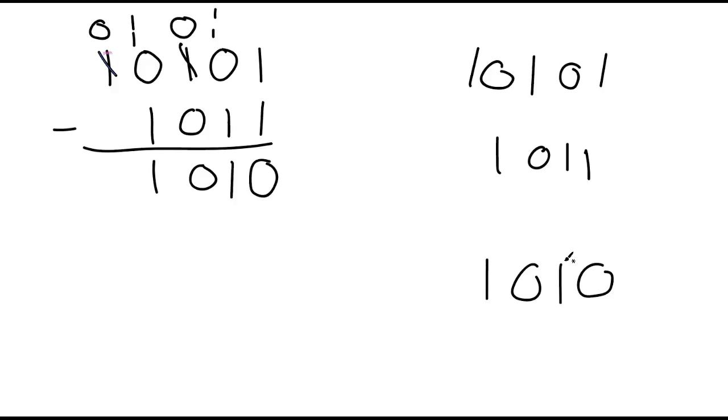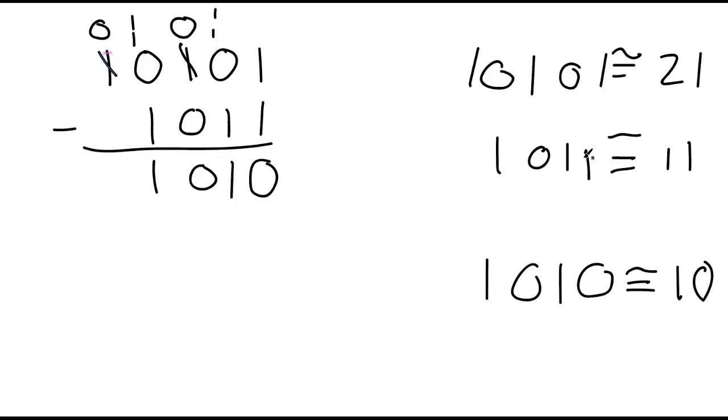So, 8's place, 2's place, so that is 10. Now we're going to go up here. So we know this is odd because it's 1's place, but let's do this. 1, 2, 4, 8, 16. Holy cow. 16 plus 4 is 20, so this is 21. Now this is 11, I know that because that's how math works, but I'll prove it. 8 plus 2 is 10, plus 1 is 11. And now if we do this math in base 10, 21 minus 11 is 10. So you can do it either or.